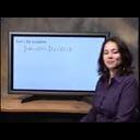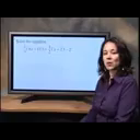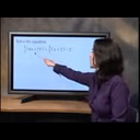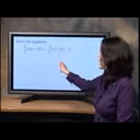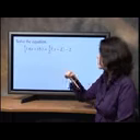Solve the equation. 1/3 of the quantity 6x plus 15 is equal to 3/2 of the quantity x plus 2 minus 2. Okay, we need to solve for x. Notice x is both located on the left and on the right, and we have a couple fractions to take care of and a couple sets of parentheses.